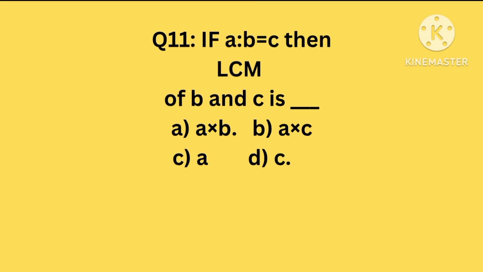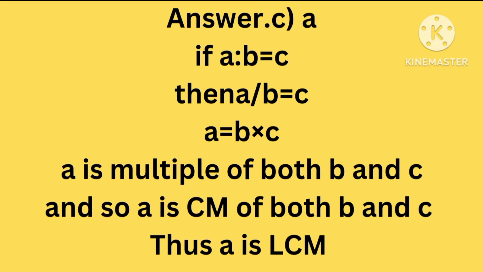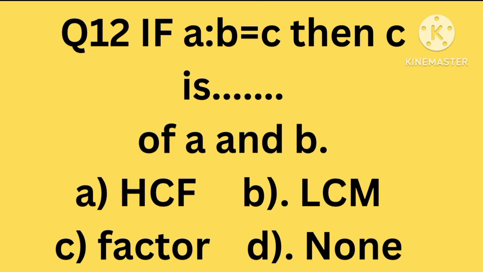If A ratio B is equal to C, then LCM of B and C is? अगर A रेशो B, C के बराबर हो तो फिर उसका LCM क्या होगा? A मल्टीप्लाई बाई B, A मल्टीप्लाई C, A और C। A रेशो B को हम लिख सकते हैं A डिवाइड बाई B इज इक्वल टू C। B को मल्टीप्लाई कर दें दूसरे साइड पे, तो A इज इक्वल टू B मल्टीप्लाई बाई C। A इज मल्टीपल ऑफ बोथ B and C, and so A is LCM of both B and C.